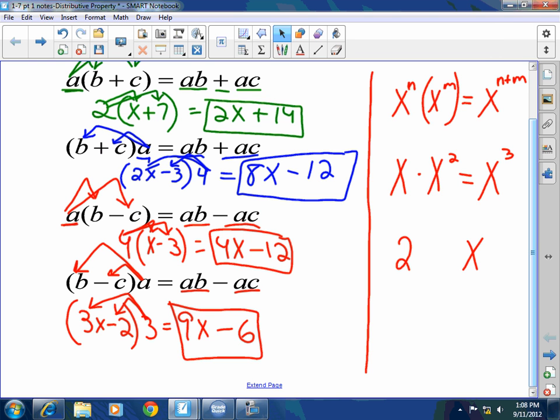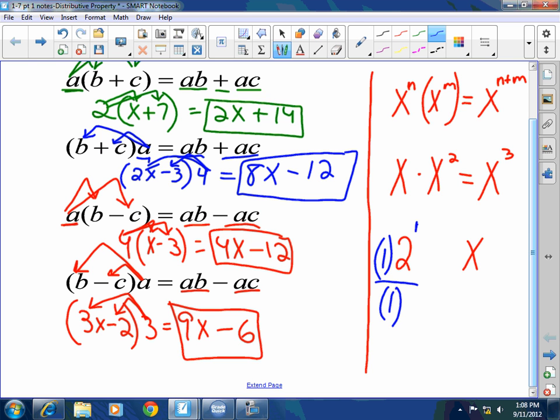Every single number on Earth, in the universe rather, is being multiplied by a 1, divided by a 1, and raised to the first power. Multiplied by a 1, divided by a 1, and raised to the first power. And I'll prove it. What's 2 times 1? 2. What's 2 divided by 1? 2. What's 2 to the first power? What's x times 1? X. What's x divided by 1? What's x to the first power?